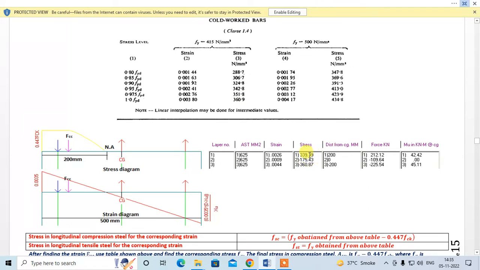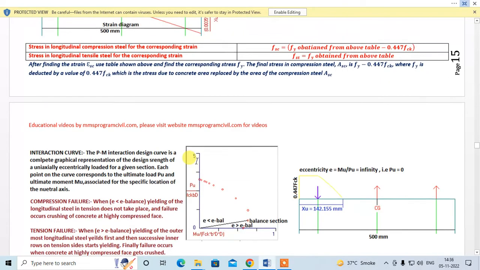So once you know your stress, you know the area into stress will give you force, right? So this is the force acting over here, and this is the force acting over here, this is the force acting over here. So this is how you find the forces in steel layers. So now we have learned how we find the force in concrete, and how we find the force in steel. Now we will be using this for design purposes.